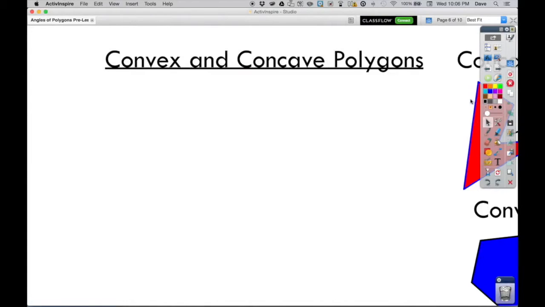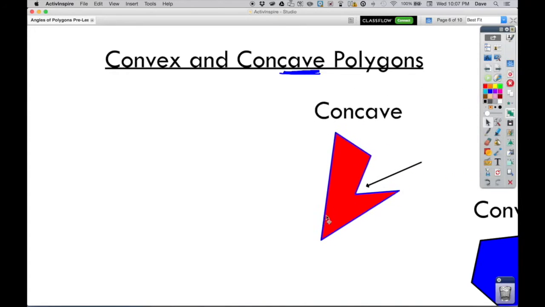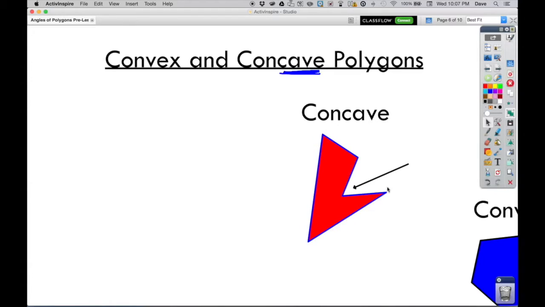All right, so something else we'll see a bit in this chapter, convex and concave polygons. And the key word I like to focus in on here is cave because it gives me a visual of what it actually means. So I'm actually going to do this one first. Concave is this polygon. A concave polygon has at least one spot where the side has been caved in. It's going inwards.